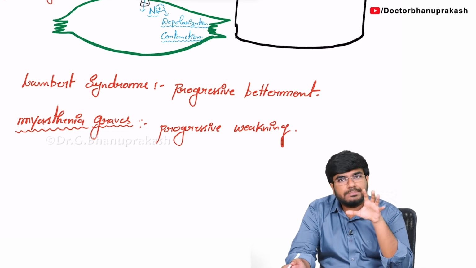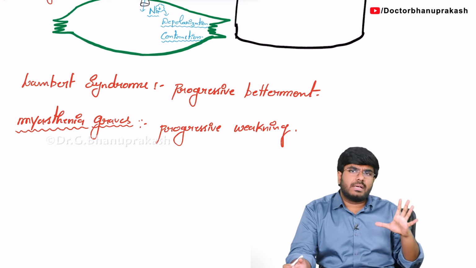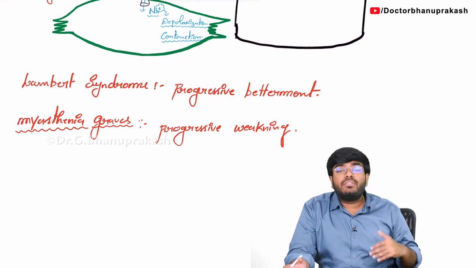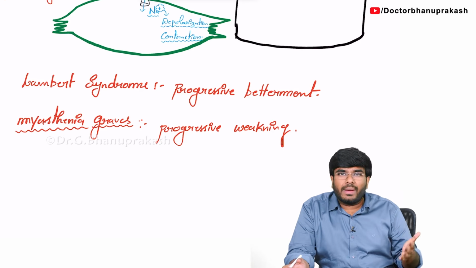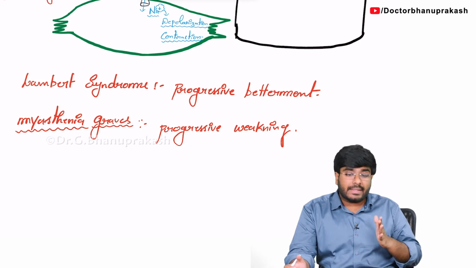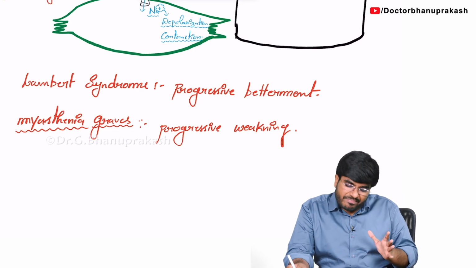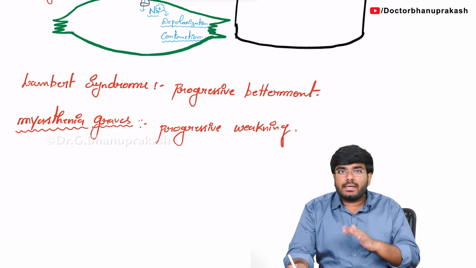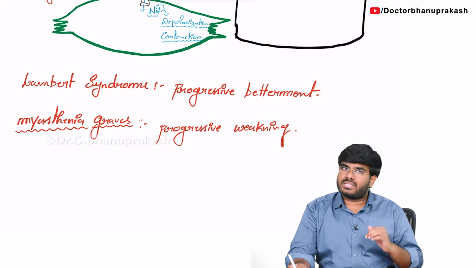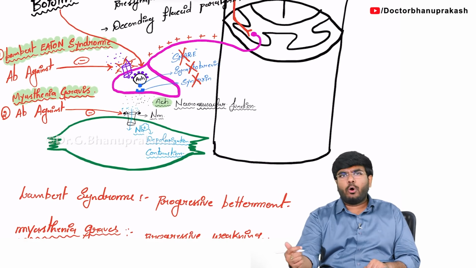Progressive weakening means, let's say in the morning it's okay, the muscles are contracting, everything is fine, but with time, by afternoon, by evening, the muscles become so weak you cannot contract them, okay. That is the difference between Lambert-Eaton syndrome and myasthenia gravis. In one there is a progressive betterment, in the other there is a progressive weakening of the muscles, okay. Now you tell me how to treat these conditions.